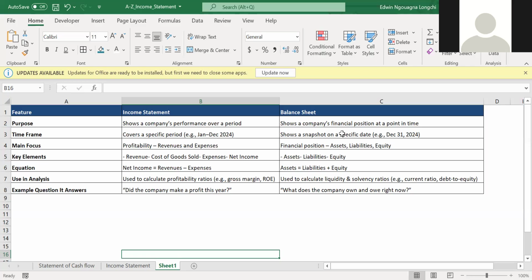Now, the time frame, as we are saying, the income statement covers a specific period, say July 1st to July 31st. But a balance sheet is at a particular point, say just July 31st. Just tell me how you are doing as of today. What is your net worth?